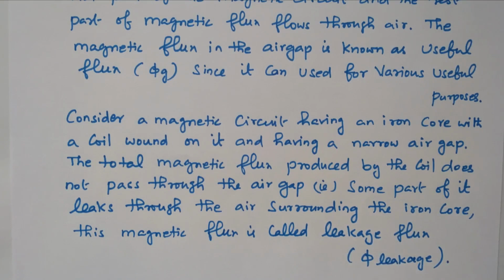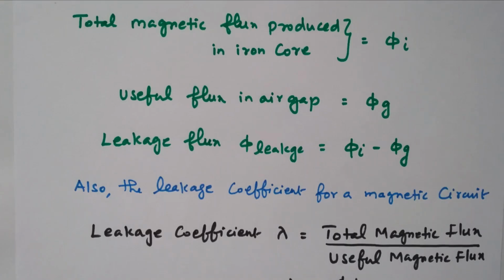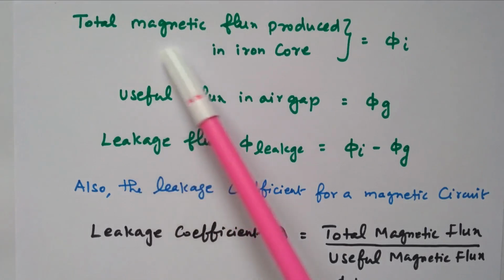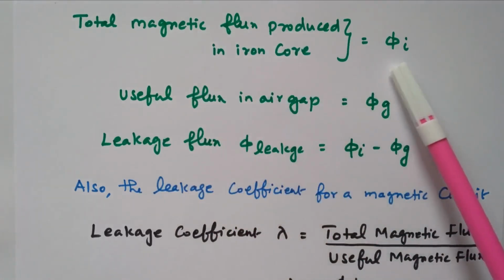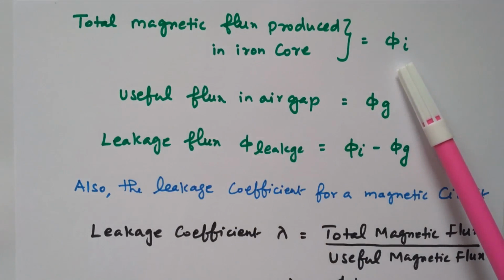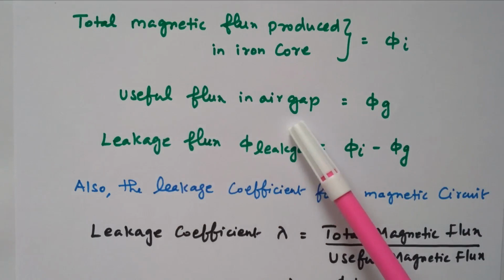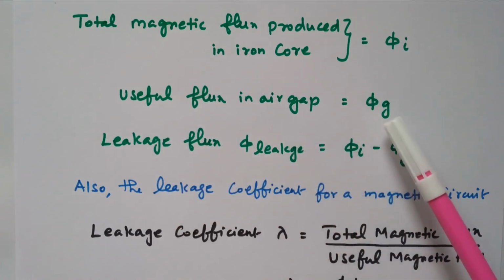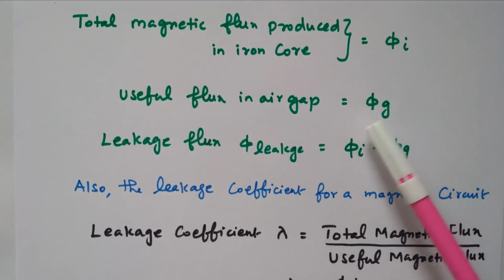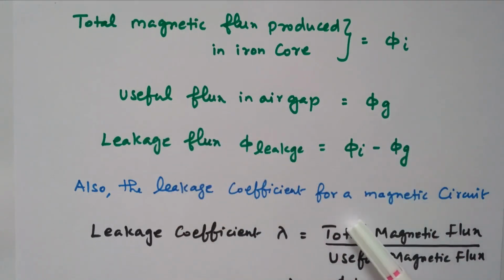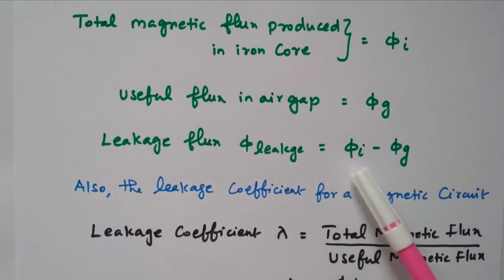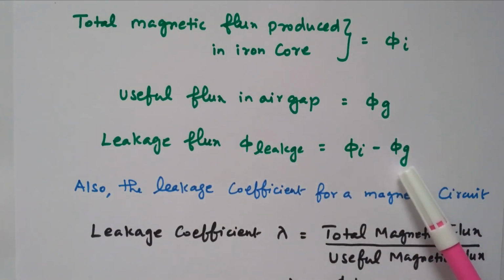Now we will go for the definition. We will take the total magnetic flux produced in the coil as phi I. Phi I is the total magnetic flux produced in the iron core. The useful flux in the air gap is phi g. That also we discussed. The flux flowing through the air gap is called a useful flux, that is phi g. So the leakage flux, phi leakage, is nothing but the total flux minus the useful flux. The remaining flux will be the leakage flux, phi I minus phi g.